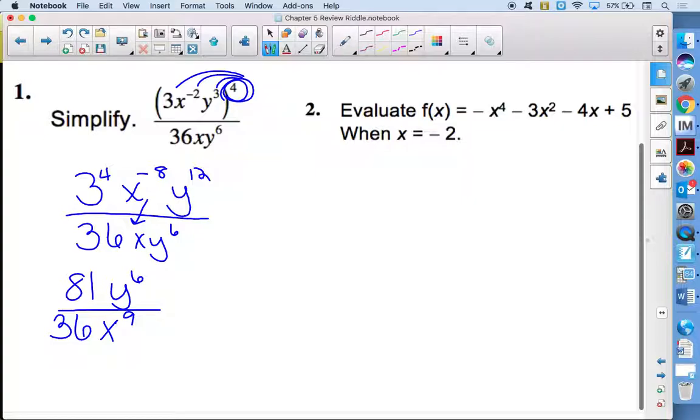So we have y to the 6th, because 12 minus 6 is 6. It stays on the top because the largest power is on the top. X to the negative 8 moves down to the bottom. Well, there's already an x down there, so now I have x to the 9th. Does 81 and 36 reduce? Yes. Say it again. 9 over 4, yep. So 9 y to the 6th, and then 4 x to the 9th.